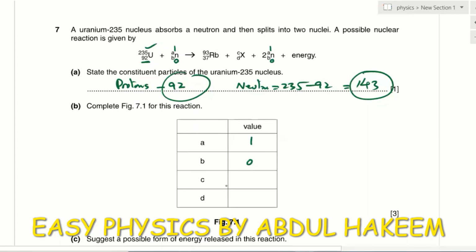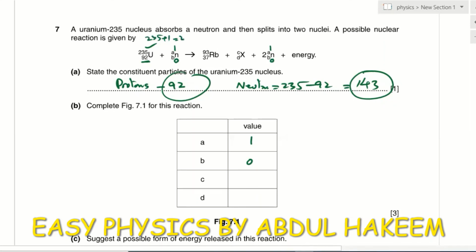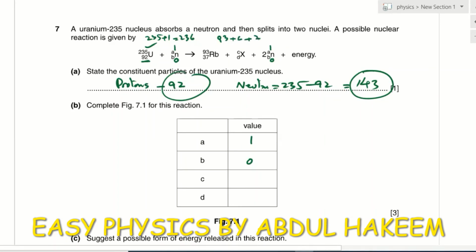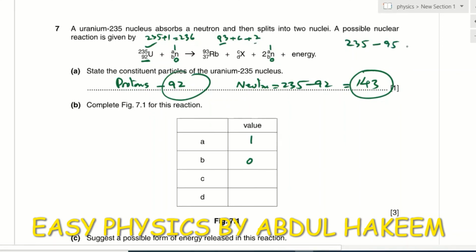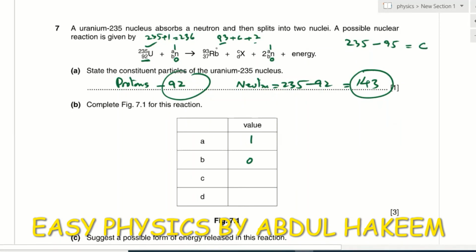So the charge is conserved. Mass is conserved. For the mass, we can write, look, this side is 235 plus 1. This is 236. And this side is 93 plus C plus 2 neutrons. It becomes 2. So 236 minus 93 minus 2, 95. And this is the C. It is approximately 141. Actually, this is 236 minus 95, it is 141.